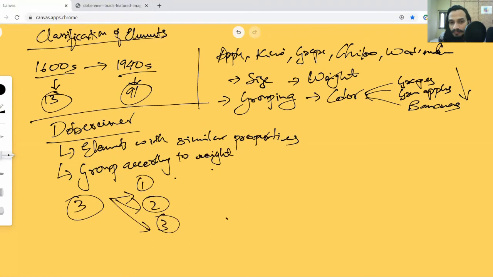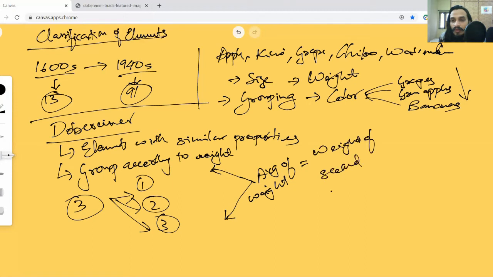He said the average of the first and third elements' weights will be equal to the weight of the second element. In speaking it's a little confusing, so I'm going to show you a small example.